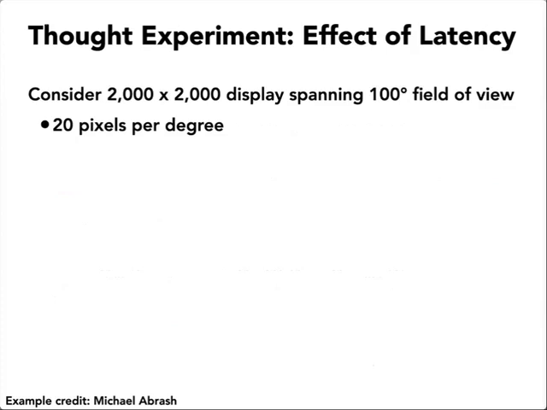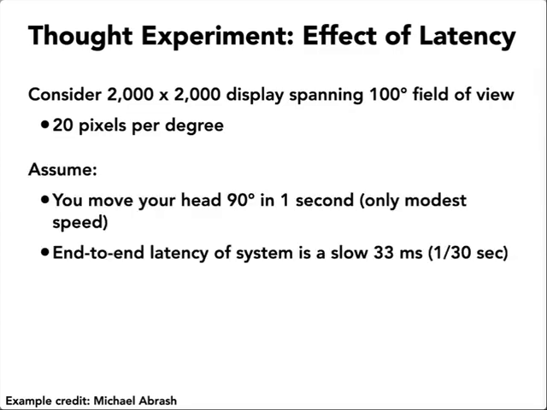So let's consider a 2000 by 2000 pixel display that spans 100-degree field of view. Okay, this doesn't match any specific product that's on the market today, but as I described some of the products last time, it sort of sits in between some pretty common products that you could buy today. That would end up being about 20 pixels per degree. Okay, visual angle again.